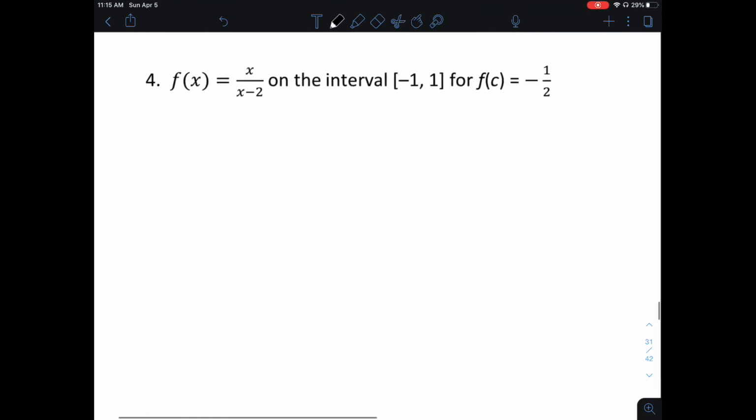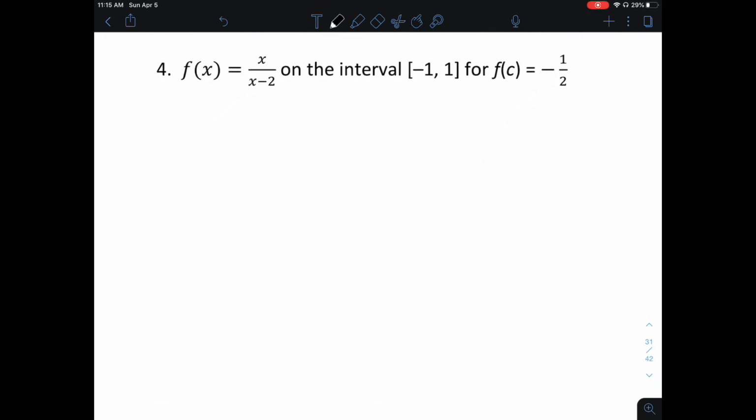All right, number 4, no calculator, so we can't use a calculator. Is this graph continuous? That's the first question. Is it continuous from -1 to 1? The only place this is discontinuous is at x equals 2, because there is a vertical asymptote there. That's not in this interval. So we can say f of x is continuous on the interval from -1 to 1.